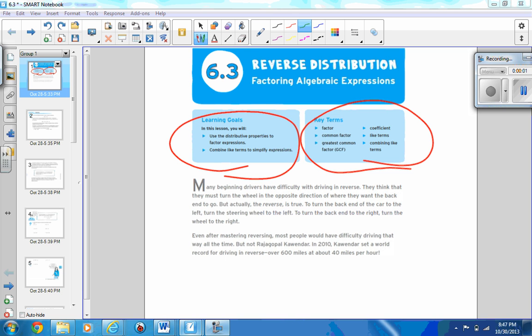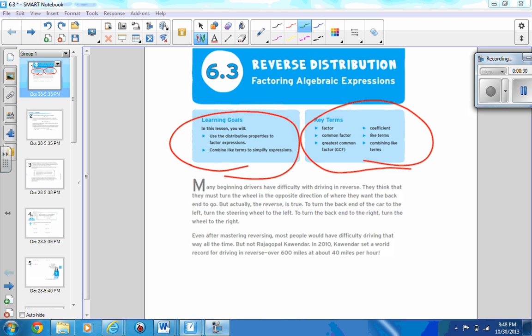In this lesson, 6.3, reverse distribution, factoring algebraic expressions, you will have learning goals. Over here, use the distributive property to factor expressions, combine like terms to simplify expressions, and then also on the right here, you have some key terms that you need to make sure you're adding to your vocabulary as you see them throughout this lesson.